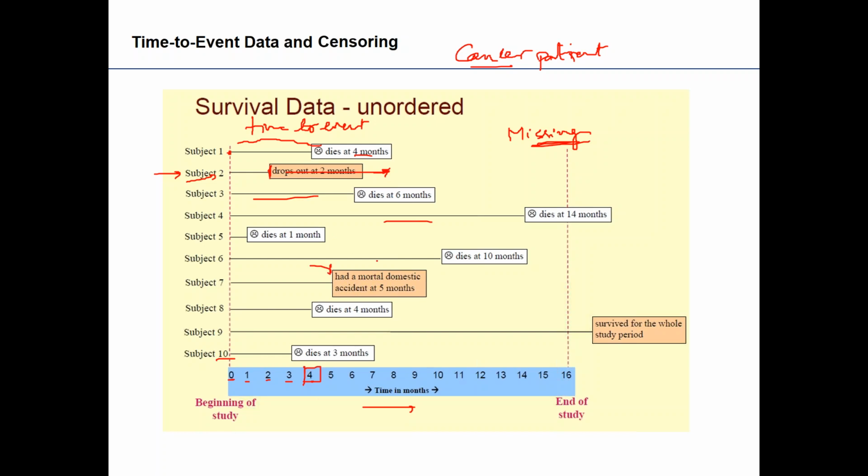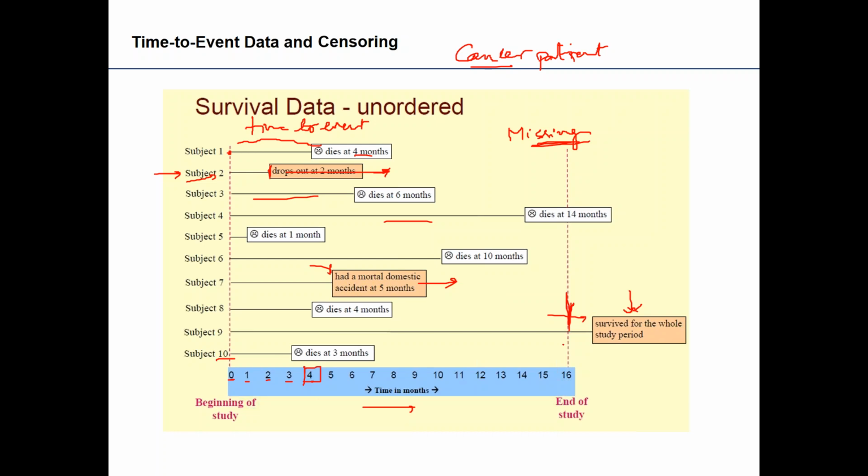So yeah, this is another example. Had a mortal domestic accident at 5 months. So he was very much part of the study, but due to some other reason he died. From here on, I do not have any information. Now this is also censored data. Then the patient has survived all the while for our study. He is still surviving. But after this period, I don't know what has happened to him, because I'm not looking into that case study, right? That subject. So this is also called censored data.